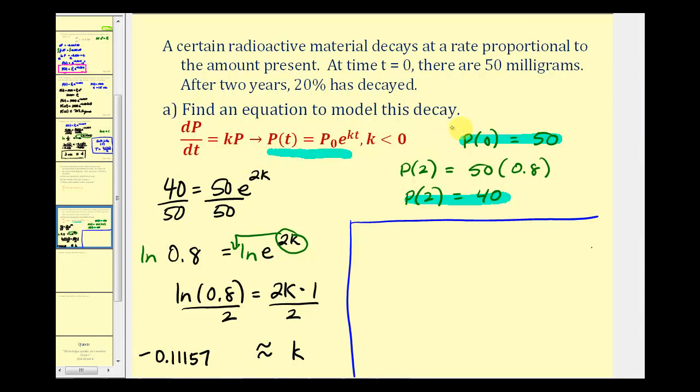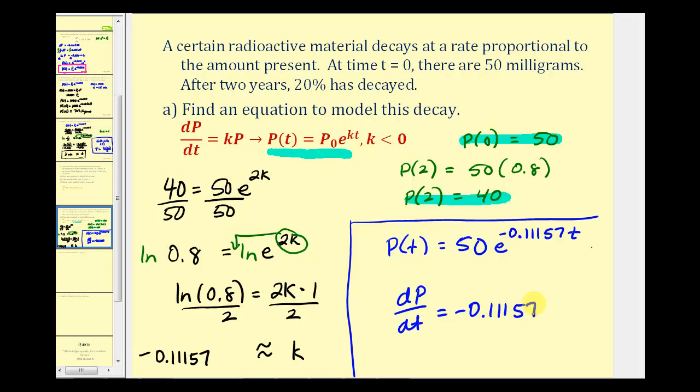So the exponential equation that would model this decay would be P(t) equals 50, the initial amount, times e raised to the power of negative 0.11157 times t, which also means we could use the differential equation dP/dt equals negative 0.11157 times P to model this exponential decay. But this question is only asking us for this function here. Now we can use this equation to answer the 2 remaining questions.